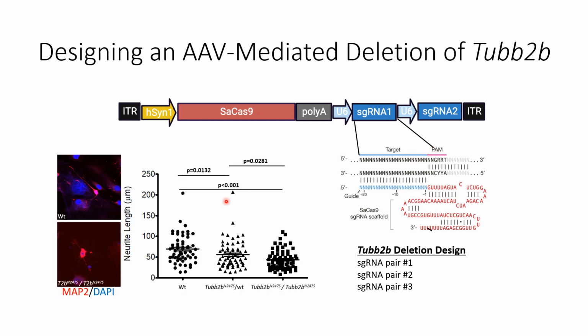To test the AAV vector, we will be conducting a functional assay, where we will deliver in vitro our vector into mutant Tubb2b primary neurons, and then quantify the rescue by using a dendrite and axon marker in neurons, MAP2, to measure the neurite length. Already, in previous experiments, we've been able to show that heterozygous Tubb2b mutations have lower neurite length, and homozygous mutations have even lower neurite length.